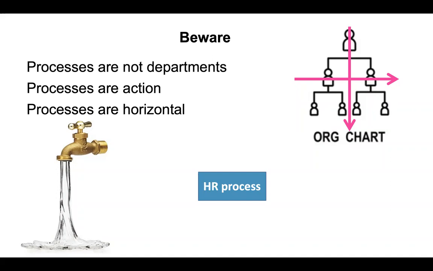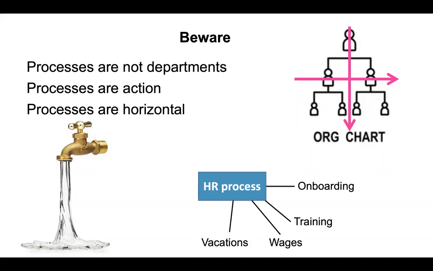As I said before in the previous slide, normally what people do, they call human resources processes. And what do they put there? They put things like, how do we onboard people? How do we train people? How do we pay wages? How do we take care of vacations? How do we take care of discipline? So okay, but that's not a process. That's not horizontal.